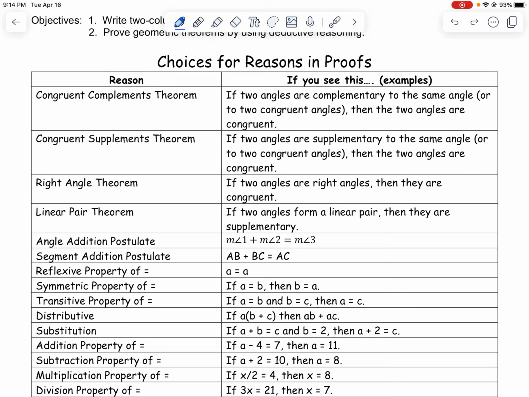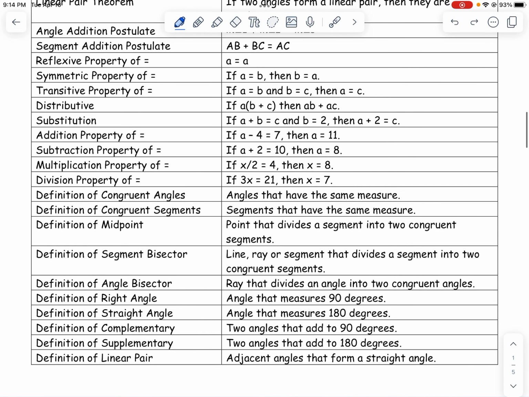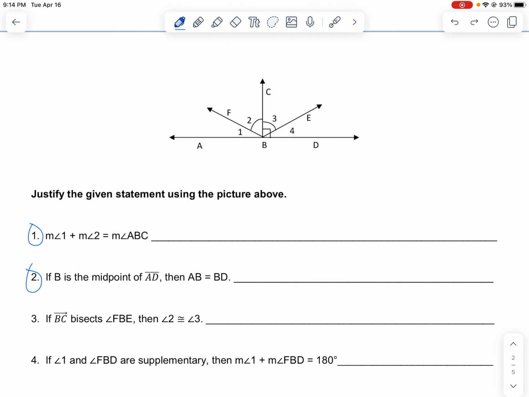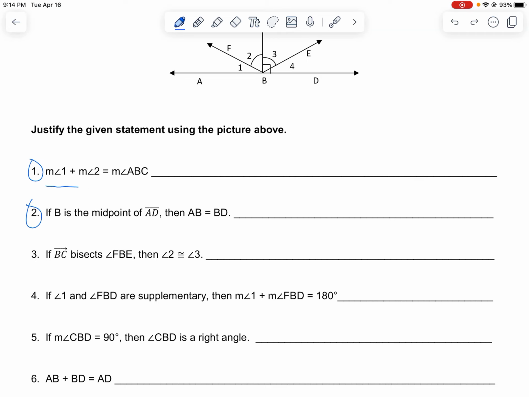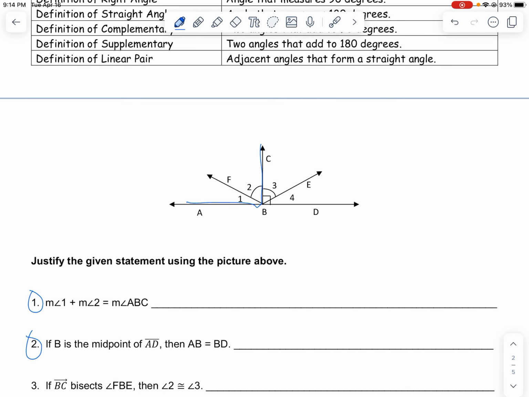And so what we're going to do is just use these on the front. There's a whole bunch of them. You have to get familiar with what they are so you can write them in your proofs. So let's go to the next page here, and we're going to be justifying why some of these things are true and writing these theorems from the front. First one, we got angle 1 and angle 2 added together makes angle ABC, which is this one here. And here's angle 1, here's angle 2, and yeah, those add up to be the big one.